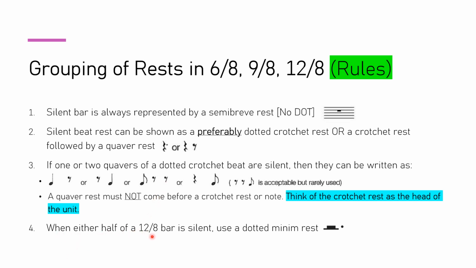When either half of a 12/8 bar, that is four dotted crochet beats, is silent, then you just use a dotted minim rest. So if you have four dotted crochets, and two of those dotted crochets at the beginning are silent, instead of putting dotted crochet rests, just put a dotted minim rest.